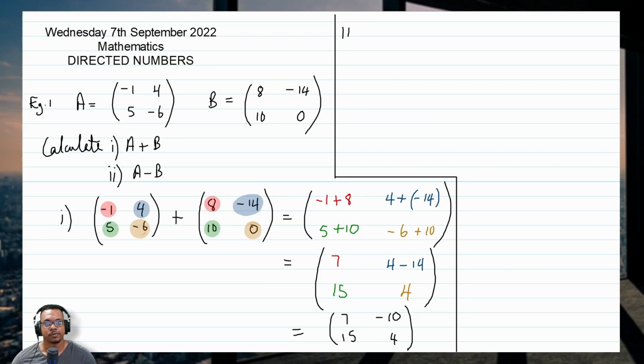All right, number 2, part 2, I should say. We have A take away B. So that'll just be the matrix A, which is negative 1, 5, 4, negative 6, take away the matrix 8, 10, negative 14, and 0. I'll probably put the answer down here.